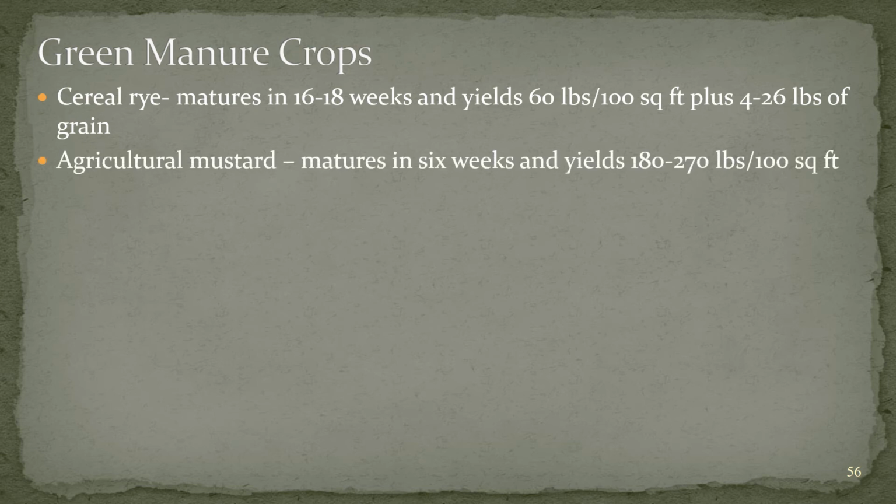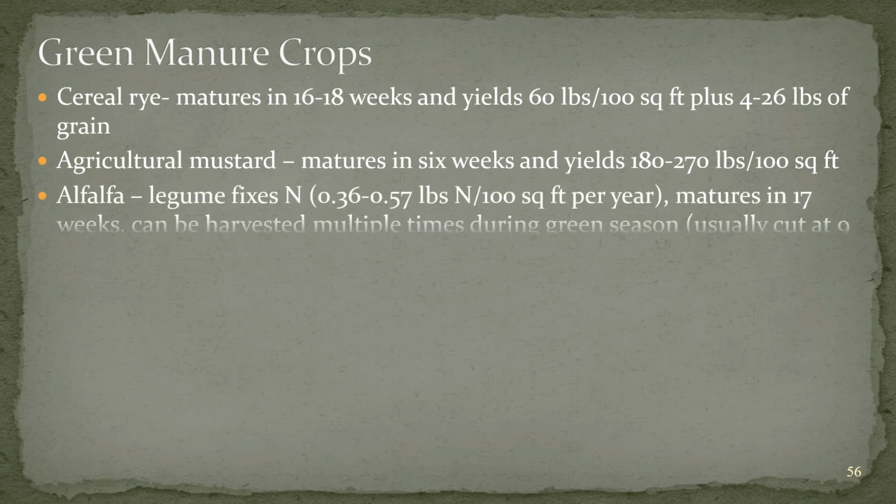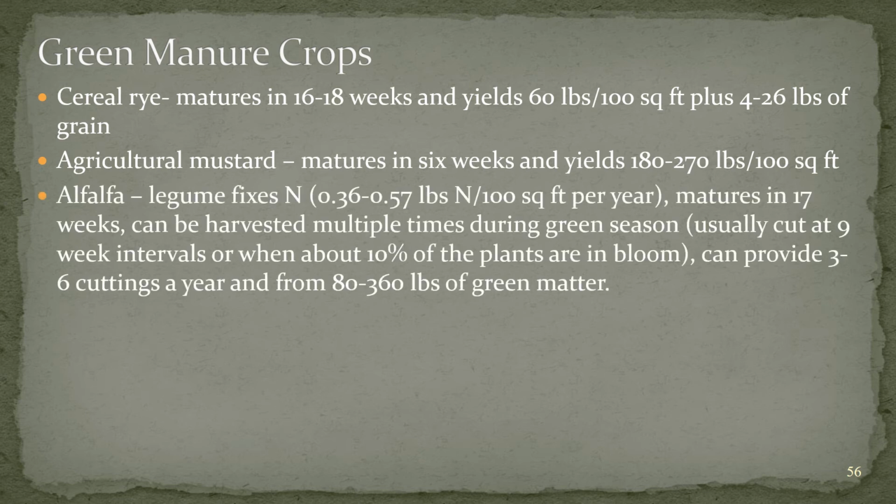All right. Green manure crops. Cereal rye is a great green manure crop. It matures in about 16 to 18 weeks and it yields about 60 pounds per 100 square foot, plus about 4 to 26 pounds of grain. So, in some cases, you can also get a little bit of money. Agriculture mustard matures in 6 weeks and yields 180 to 270 pounds per 100 square foot. However, it is invasive and causes all kinds of issues ecologically, so maybe don't do that one.